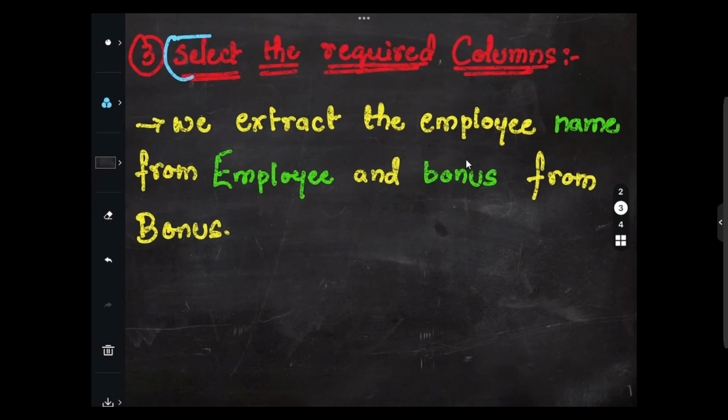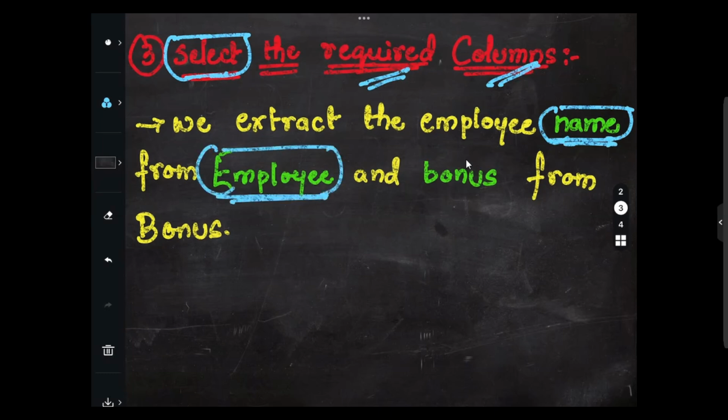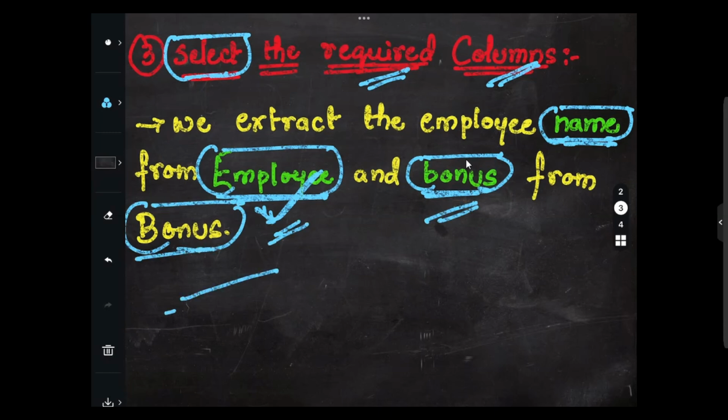So the third step here is we will select the required columns. When I say we will select the required columns, we will extract the employee name from the employee table and bonus from the bonus table, right? We have to return the name of the employee as well as the bonus itself at the end. We have seen the output in the example that they have mentioned in the question, right? So that's what we will extract. I hope this is clear.